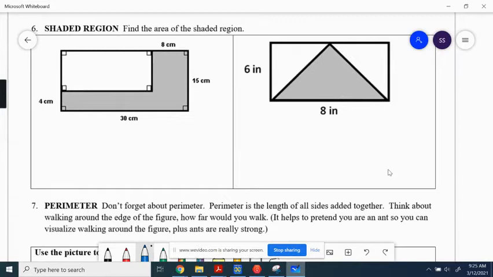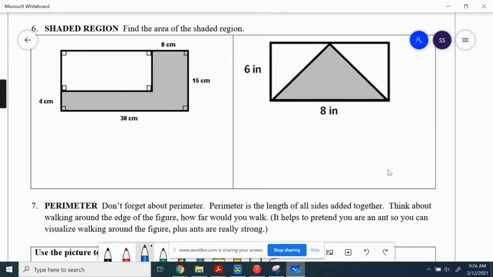We need to find the area of just the shaded region. So we have this large rectangle, right? This whole thing here. And if we find the area of this white triangle, or sorry, rectangle, we can just subtract that out, and then we'll be left with just the gray.